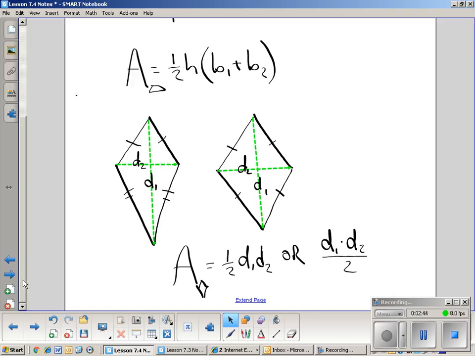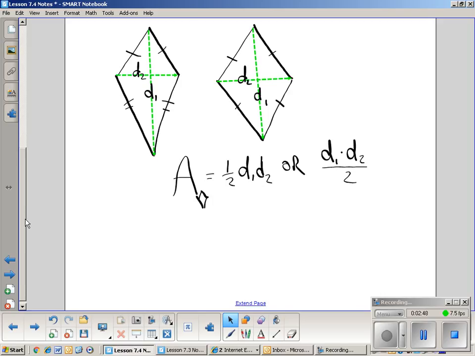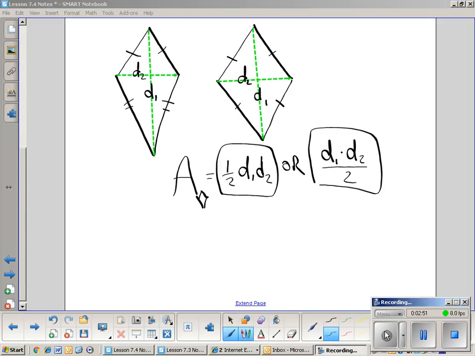Yeah, raise this up a little bit. Was anybody not done with the trapezoid formula? Okay, I'll pause while you copy this. Let me rephrase that real quick.